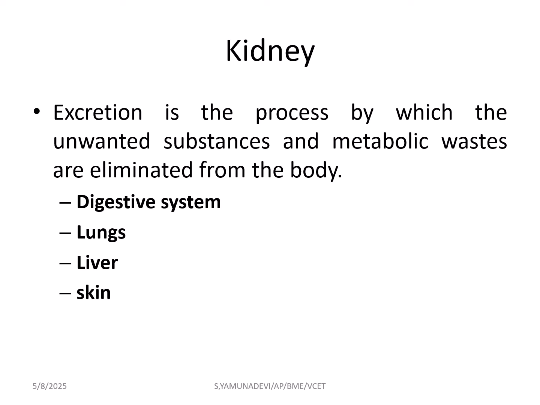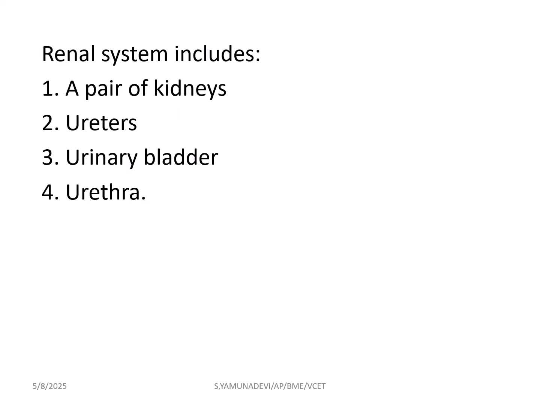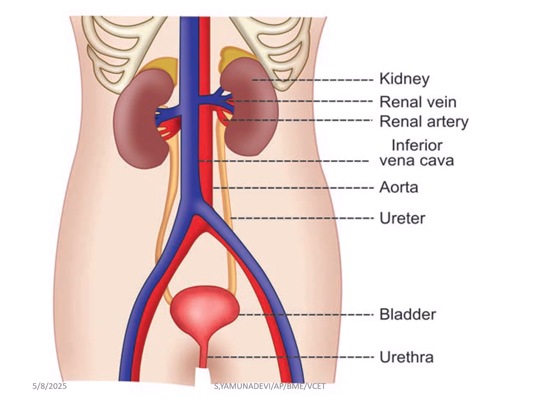Excretion is also done by our digestive system, lungs, liver, and skin. The main excretion is done by our renal system. That is, our renal system includes a pair of kidneys, ureters, urinary bladder, and urethra. This is a diagrammatic representation of the renal system.